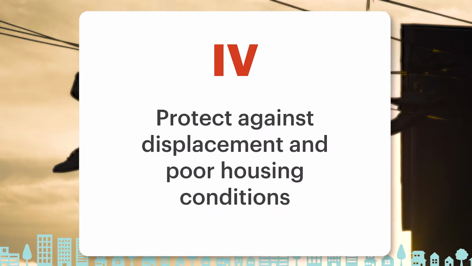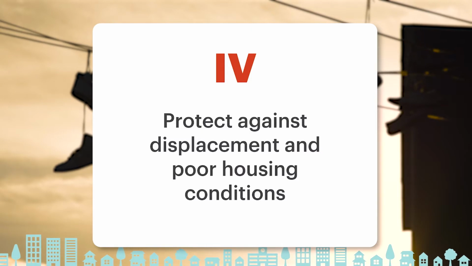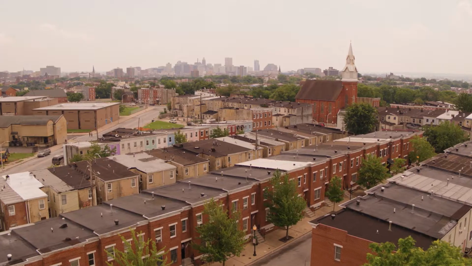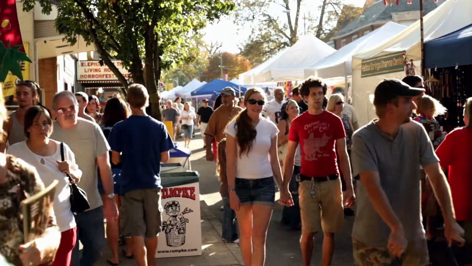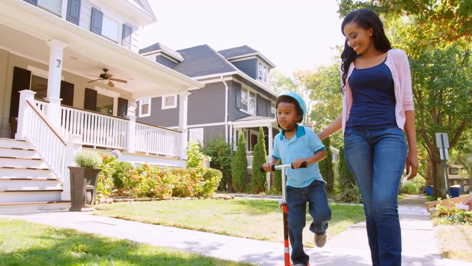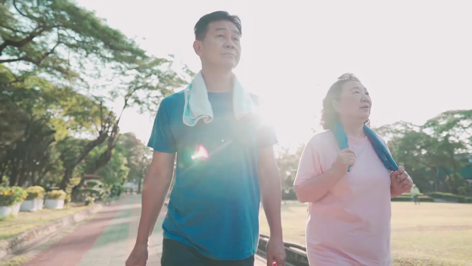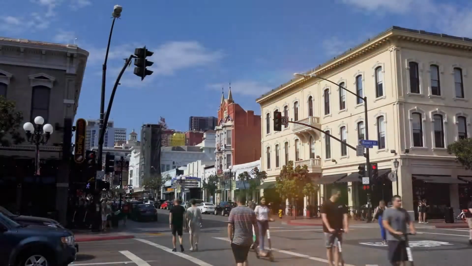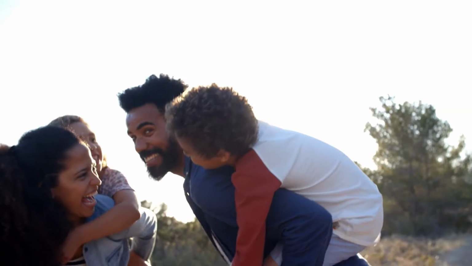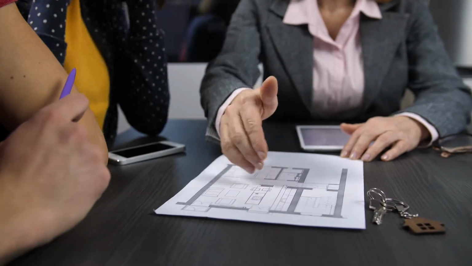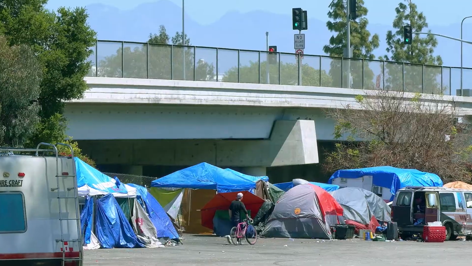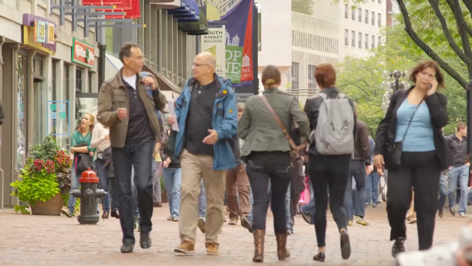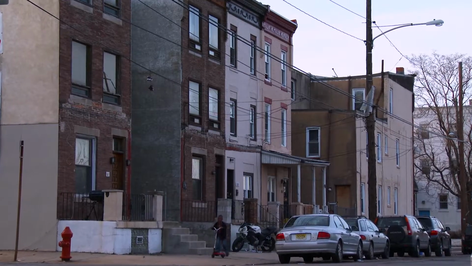4. Protect against displacement and poor housing conditions. Housing stability is an important goal of housing policy, contributing to peace of mind and a solid foundation that enables children, older adults, and others to thrive. Our final category includes policies that focus on helping renters and homeowners remain stably housed in the face of rising rents, job loss, health crises, gentrification, and other challenges.